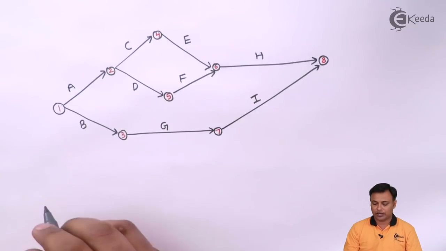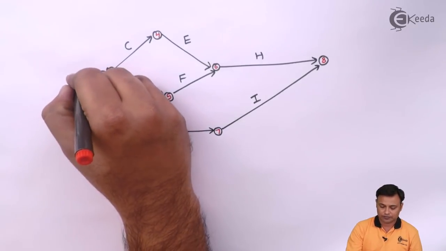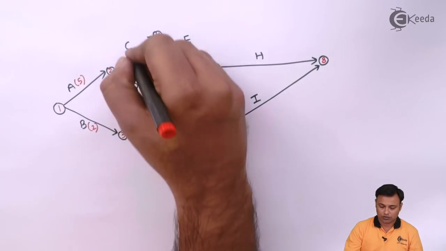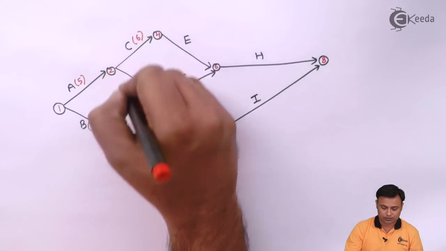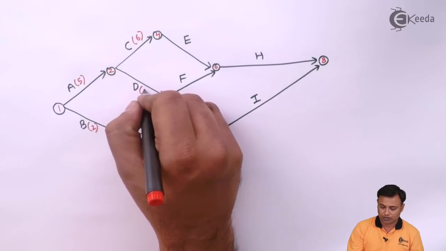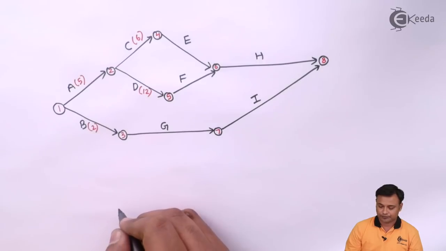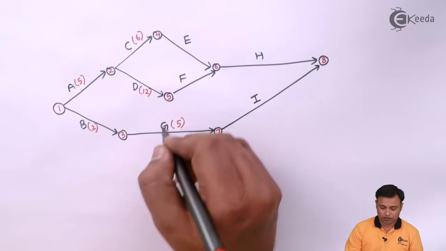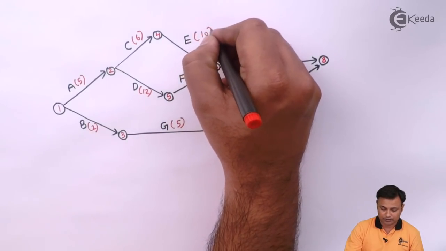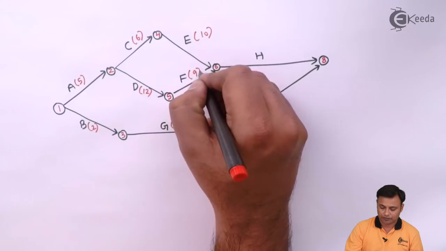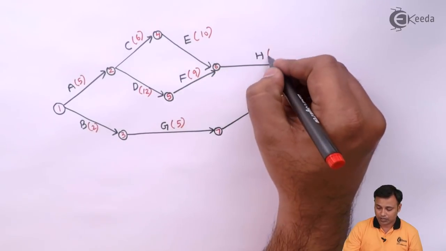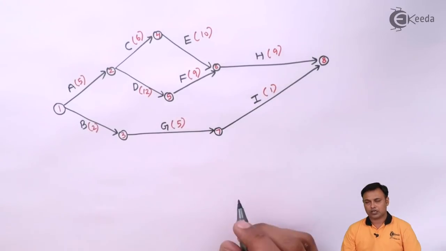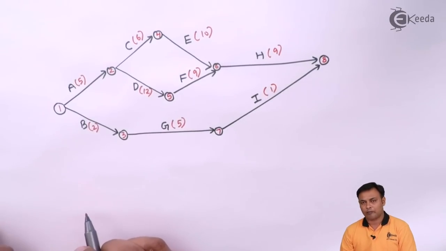And we'll note down the times. For activity A it is 5, for B it is 2, for C it is 6, for D it is 12, for G it is 5, for E 10, F 9, H 9. Now we will need to work out the forward and the backward calculations.